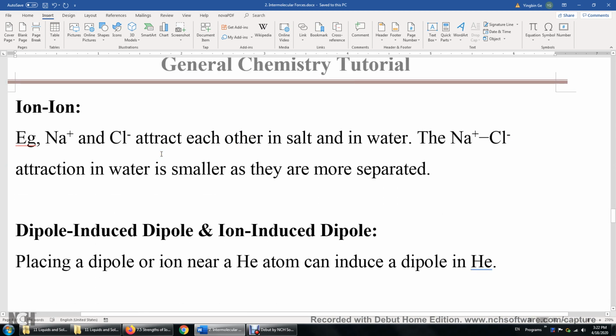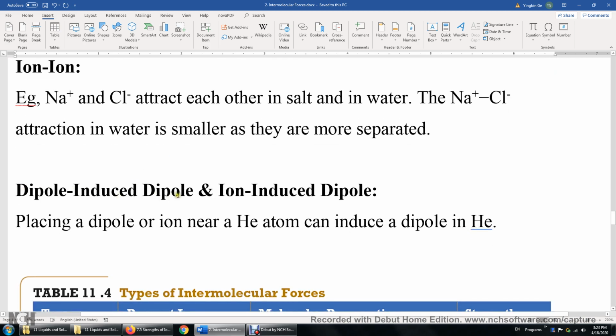And then ion-ion interaction. So if we just look at table salt in the solid state, sodium plus and chlorine minus attract each other strongly. If we dissolve them in water, there's still attraction between sodium plus and chlorine minus. However, every single sodium plus and chlorine minus is solvated by water. What does that mean? They are surrounded by water molecules, and they are more separated in water. So the attraction between sodium plus and chlorine minus in water is smaller than that in the solid state.